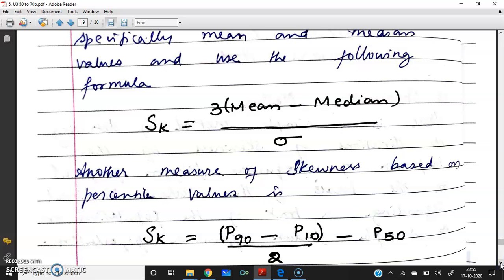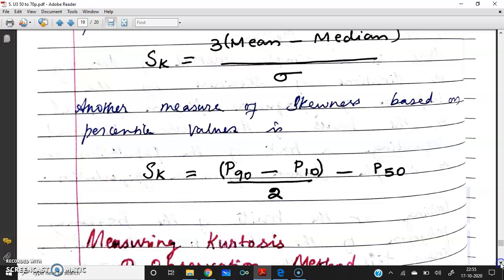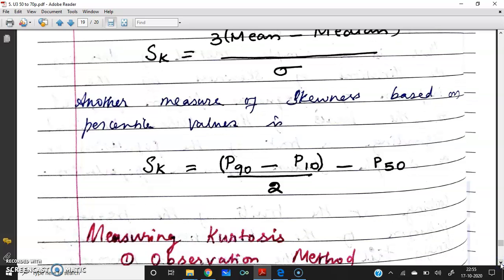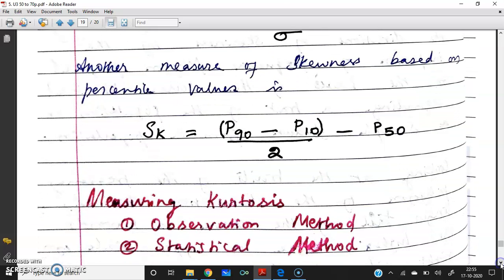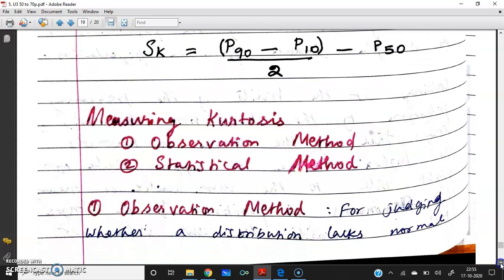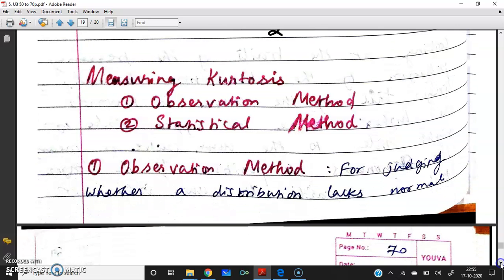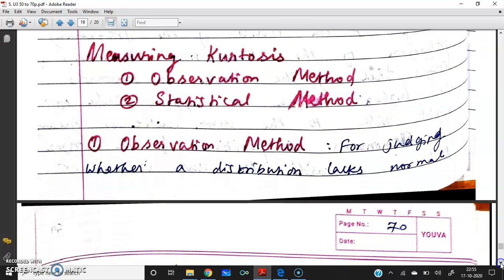Another measure of skewness is based on the percentile value. That is Sk equal to P90 minus P10 by 2 minus P50. So using these two statistical formulas, we can find the skewness. Same way, for measuring the kurtosis also, there are two methods. One is observation method, another one is the statistical method.